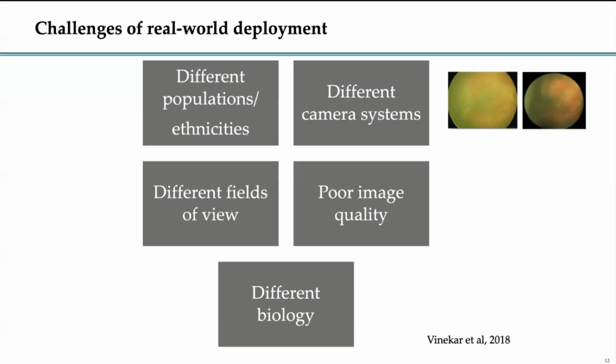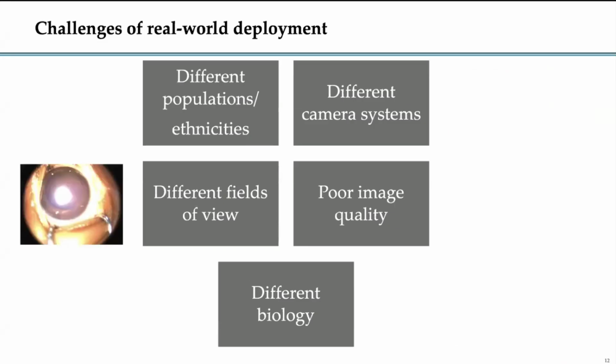Going back to the challenges of real world deployment, we see that different camera systems can look quite different, both in terms of illumination and in terms of field of view. And again, if you've trained an algorithm for one camera system and try to apply it elsewhere, it may not work. So as you're designing your applications and your networks, one thing to keep in mind is how you normalize for all of these things ahead of time so that the image going into the network looks similar, no matter if it's from different populations, different ethnicities, different camera systems.